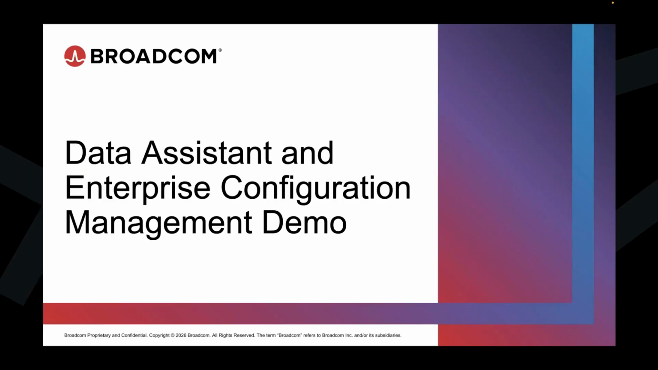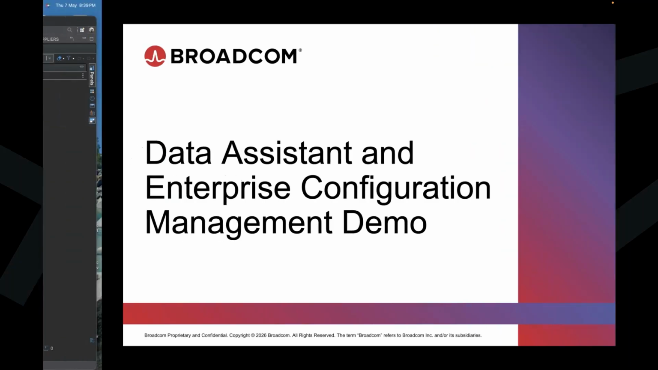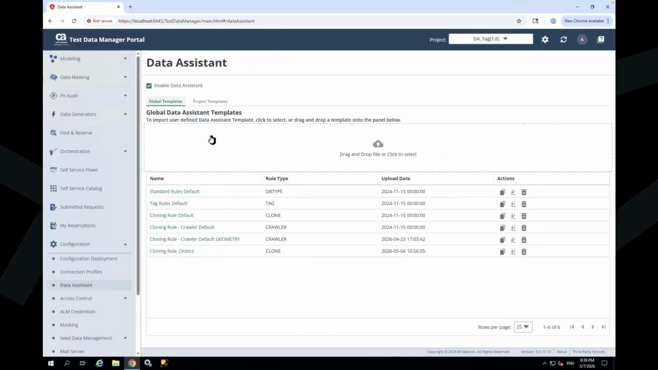So let me explain that feature to you through a demo. Let's quickly jump in. Here we can see the data assistant page in the portal. Here you have a button to enable data assistant. If you want to use data assistant, just enable this checkbox. And to generate rules to help us with that, we have data assistant templates. These are of 2 types, global and project. Global templates are available for all the projects, whereas project templates are specific to a particular project.